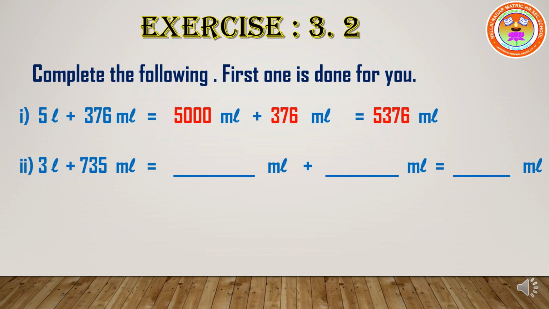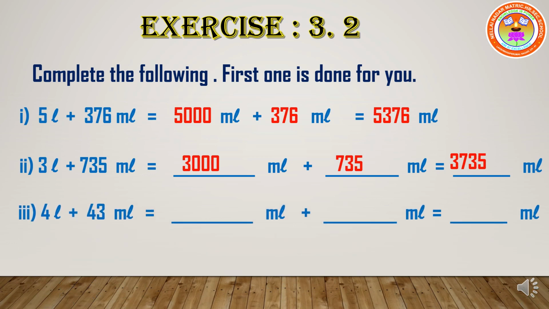Next, 3 liter plus 735 milliliter. So first step is that we have to convert liter into milliliter. So 3 liter into 1000 will be 3000 milliliter plus 735 milliliter. Now we have to add 3000 plus 735 milliliter. Yes, both the terms are in same units. So 3735 milliliter is the answer.